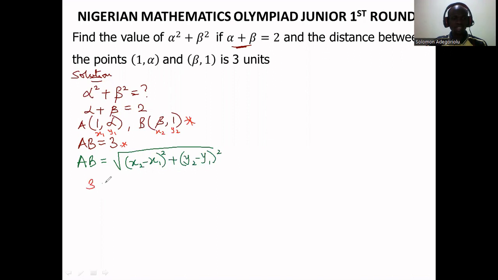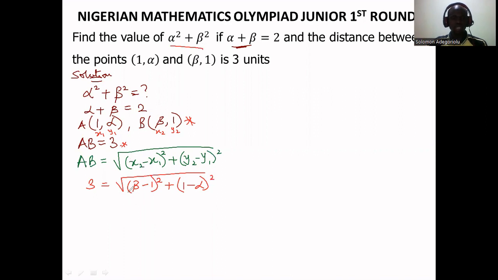We have 3 is equal to the square root of, what is our x2? X2 is beta. We have beta minus, what is our x1? This is our x1 here, which is 1, minus 1. Close the bracket, raised to power 2, plus, open the bracket, what is our y2? Go back to this. Y2 is 1. This is 1 minus, what is our y1? Alpha. Close the bracket, squared.